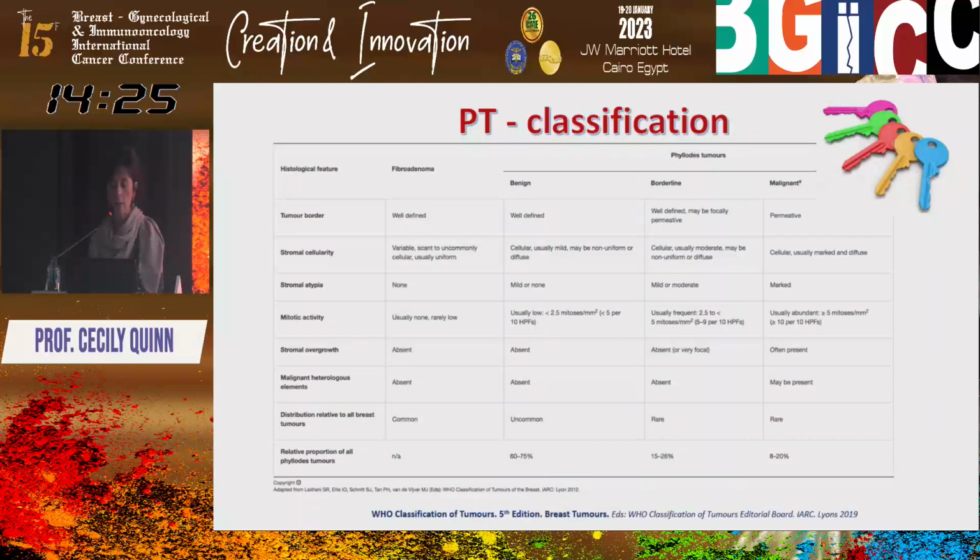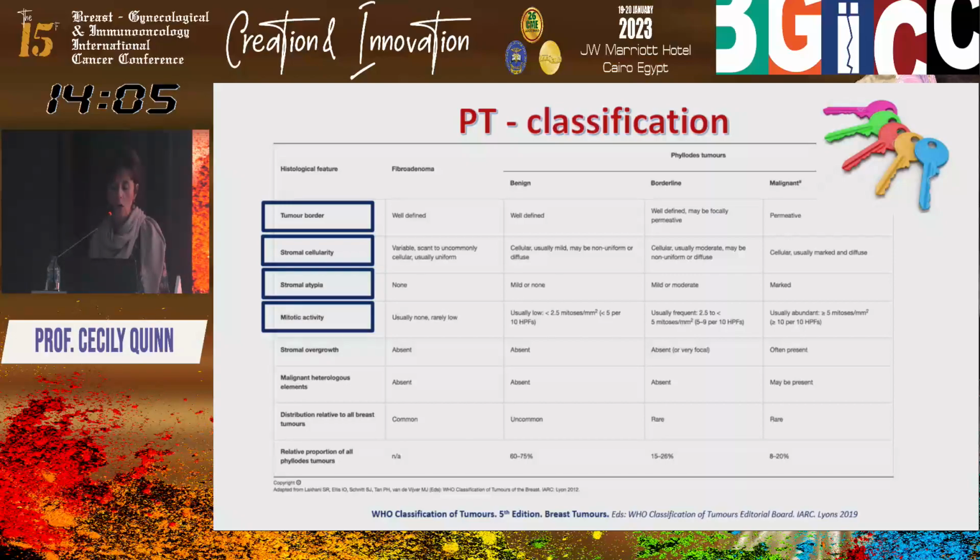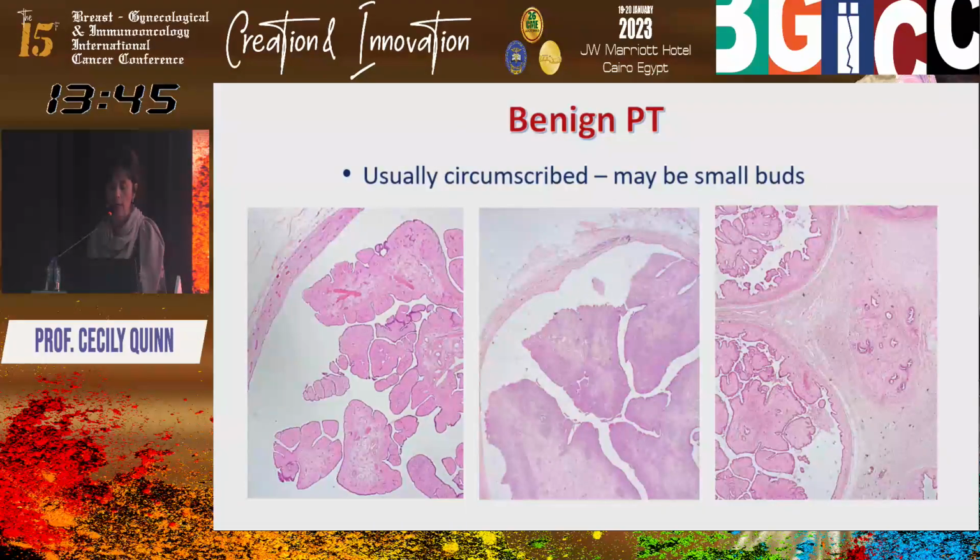This is a table, the print is probably too small to read, taken from the WHO book. It's very helpful on how to categorize phyllodes tumor into the various groups. The key features are the tumor border, the cellularity of the stroma, the atypia, mitotic activity, overgrowth, and the presence of heterologous elements. This table also gives the relative proportion of the different types, and you can see that malignant phyllodes tumors are quite uncommon relative to benign, and phyllodes tumors are less common than fibroadenomas.